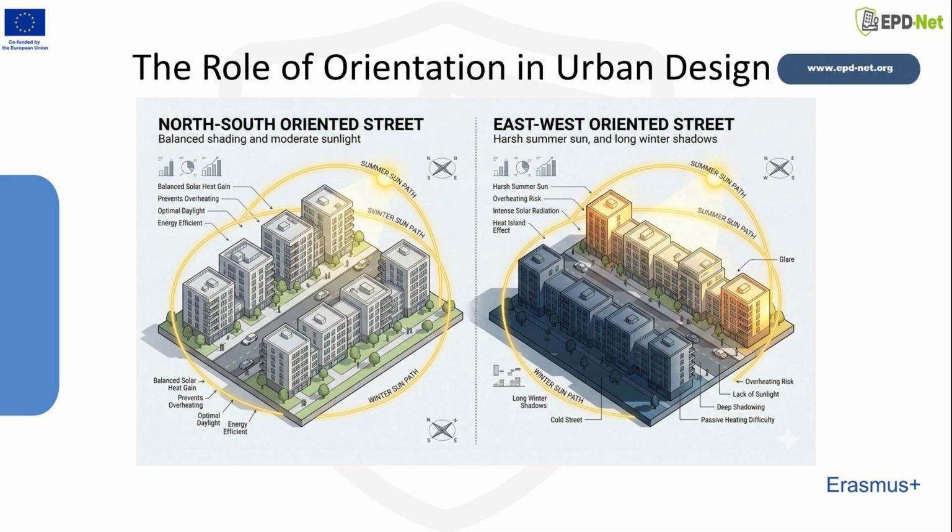less effective. So, orientation is not just a spatial or aesthetic decision. It directly influences the energy efficiency, comfort, and environmental performance of urban spaces. By controlling how the sun reaches buildings, designers can reduce cooling demands, improve lighting, and create more livable environments.